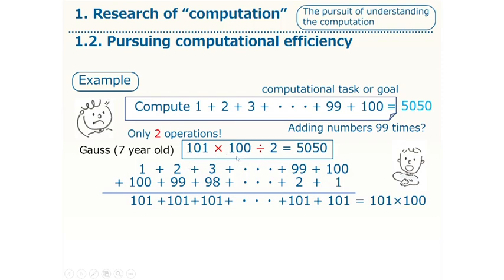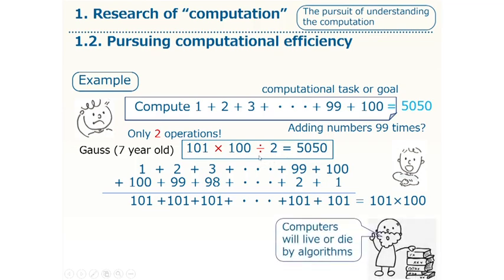So by this clever method or algorithm, we can get the answer using only 2 operations. Compared with the 99 additions, this is a super efficient algorithm. Well, this is a simple calculation task, but the difference would be significant if it were some heavy computational task. The typical situation would be the case of using a supercomputer. In this case, using efficient algorithms is crucial. Otherwise, we would end up wasting the supercomputer's power. So developing efficient algorithms is quite important.